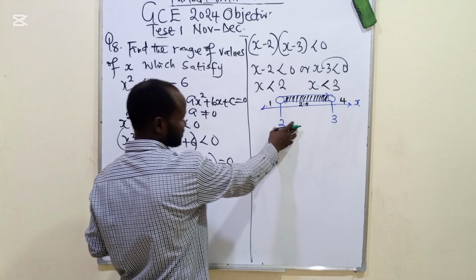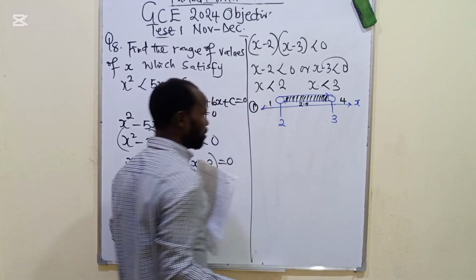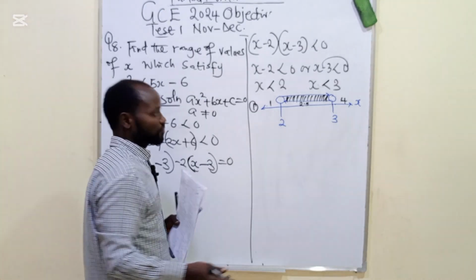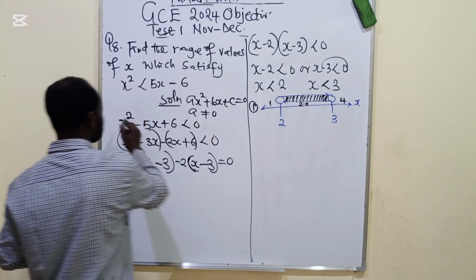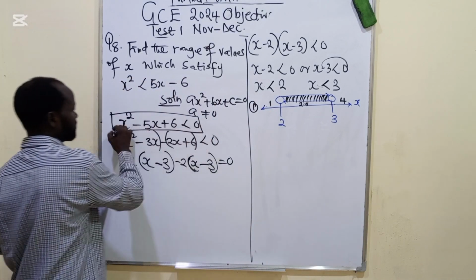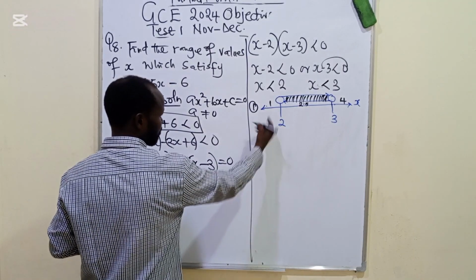This is what we call the critical point. This could be the first solution. This is solution number 1, or we can represent it using set notation, but we have to test. Let's plug 1 into this equation here. That will be 1 squared. We are testing now when x is 1.